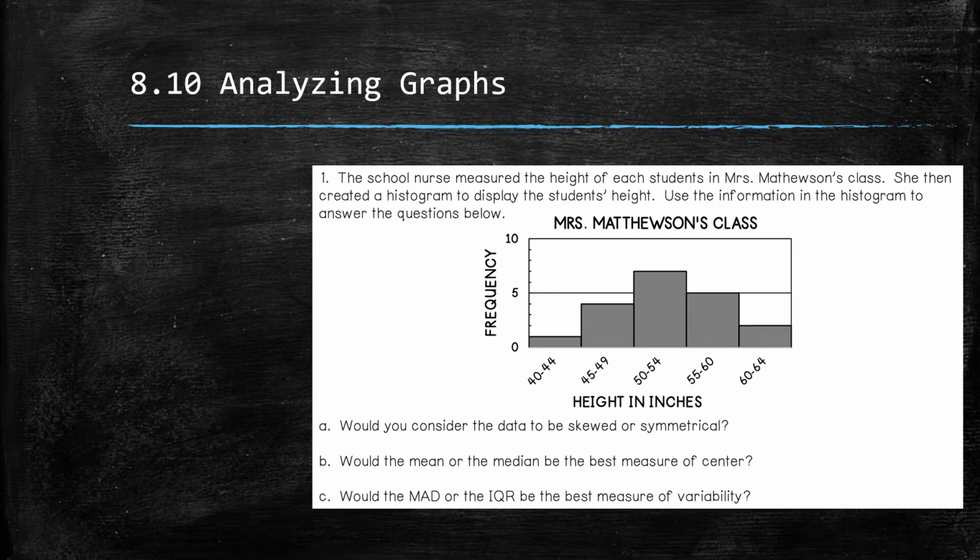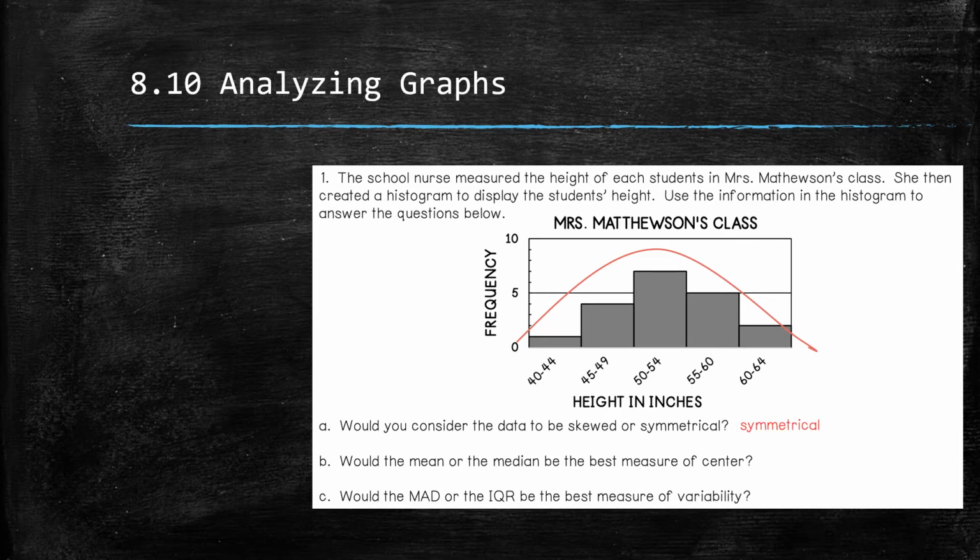A school nurse measured the height of the students in Miss Matthewson's class. Then she made a histogram. We're going to use the information from the histogram to answer the following questions. Would you consider the data to be skewed or symmetric? Hopefully you are saying symmetric.